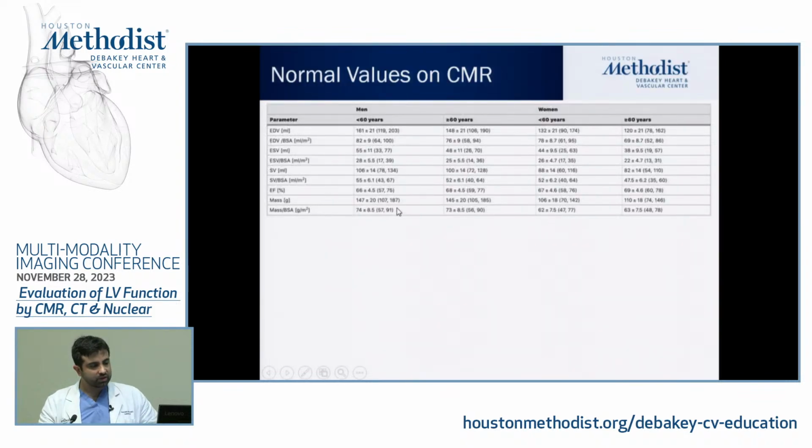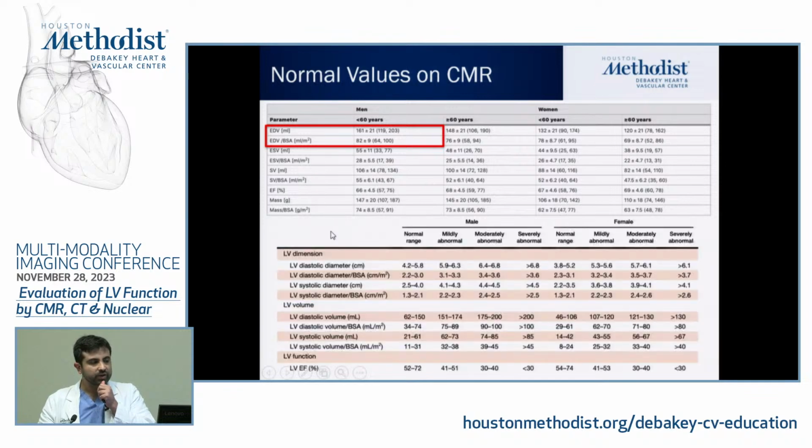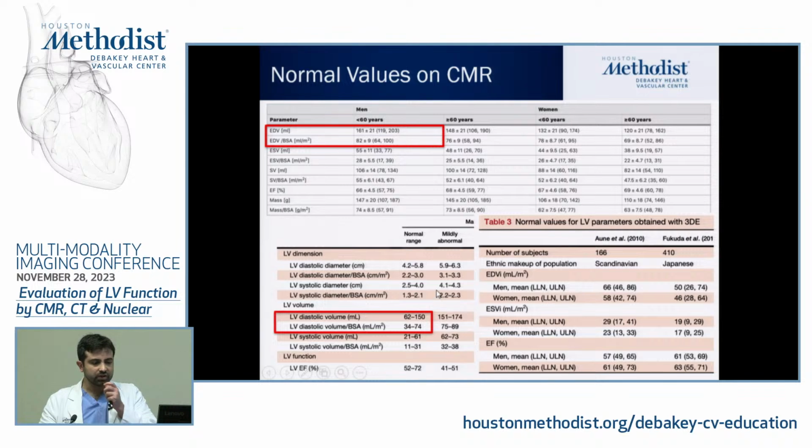Now, one thing to keep in mind is the LV volumes and RV volumes that we get on the MRI are usually significantly higher than what we get on echo. So for men less than 60 years old, the normal range for EDV is about 119 to 203, whereas for echo, it's 62 to 150. And the larger the heart, the greater the variability is. But when you trace a good quality echo study, and you know the patient has had an MRI before, it will be good for you to look and see what difference.